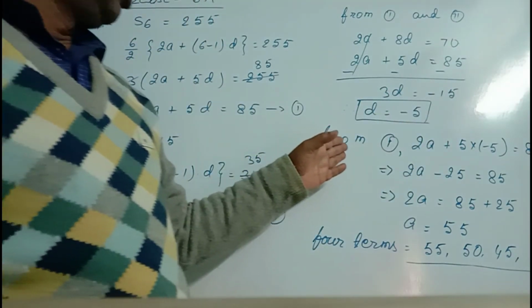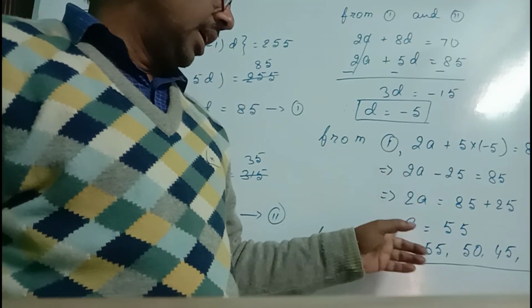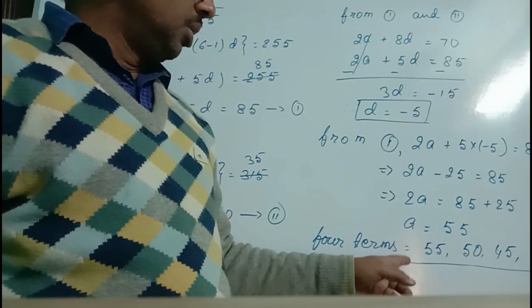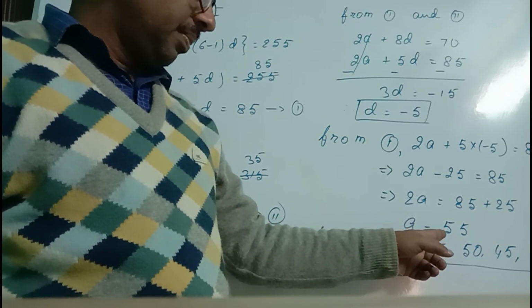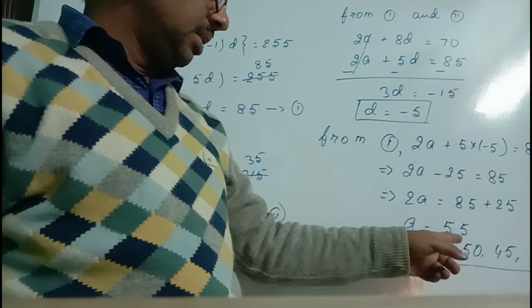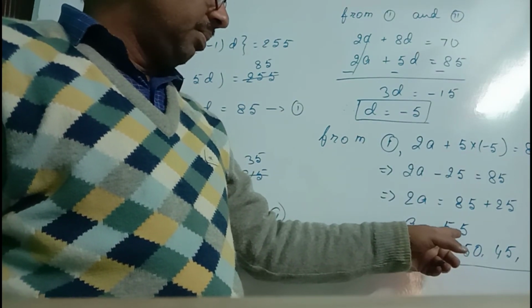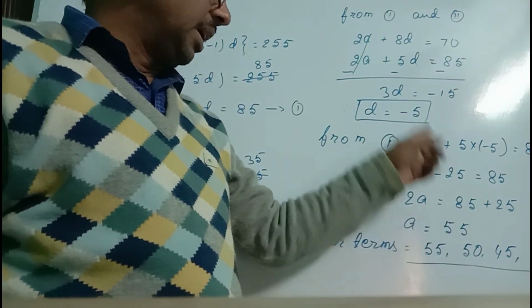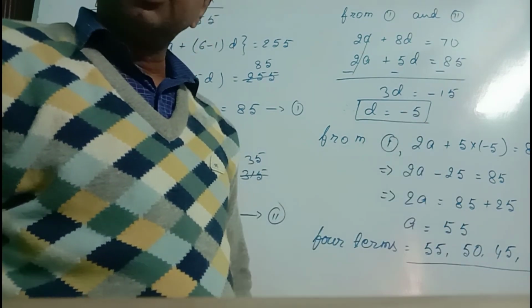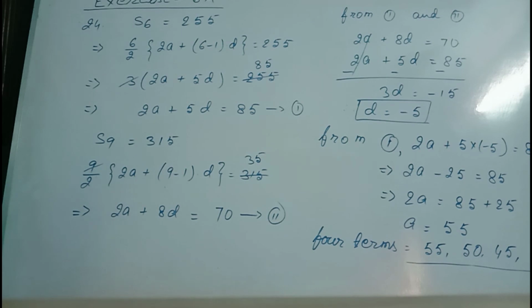I have used equation number 1 to get the value of a, and I got the value of a equal to 55. So those 4 numbers are: first term 55, second term 55 minus 5, that is 50, third term 50 minus 5, that is 45, fourth term 45 minus 5, that is 40. These 4 terms are in AP.